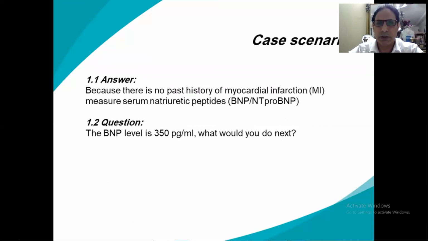The answer to this question: B-type natriuretic peptide is a marker that will be increased in heart failure, and it is beneficial in diagnosis and in prognosis. As you know, if the BNP level is elevated more than 200, that indicates the case presents with heart failure and gives a clue to go ahead to diagnose more and to treat the patient. BNP in this patient is around 350 picograms per ml. What is the next step in such a case?